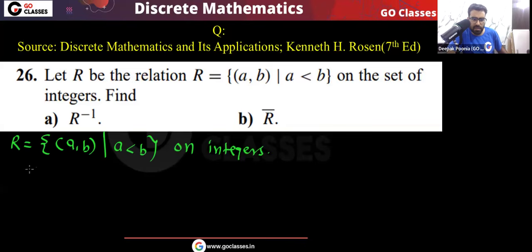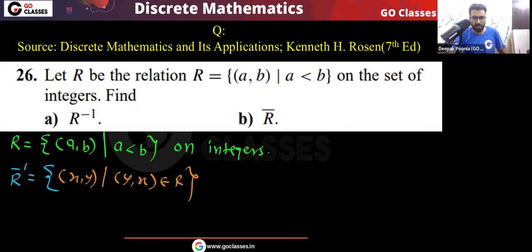So let's find R inverse. What is the definition of R inverse? In R inverse, we just swap the elements in every ordered pair. Yes or no? Or I can say like this, that in R inverse we have xy such that yx belongs to R. Correct? I am just applying the definition. In R inverse, we have the ordered pair xy such that the ordered pair yx belongs to R. It means that if the ordered pair yx belongs to R, then xy will belong to R inverse.